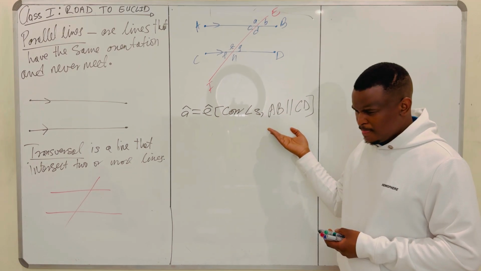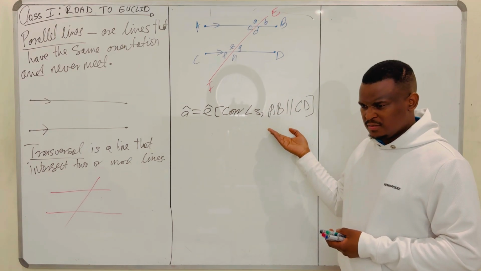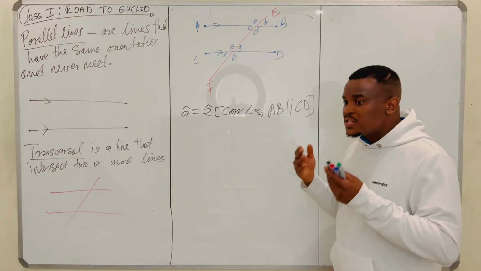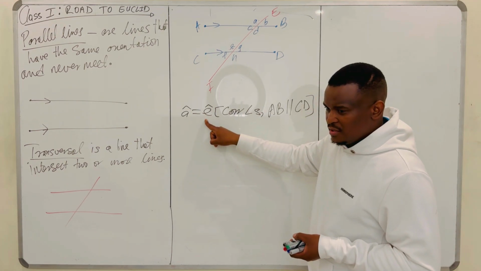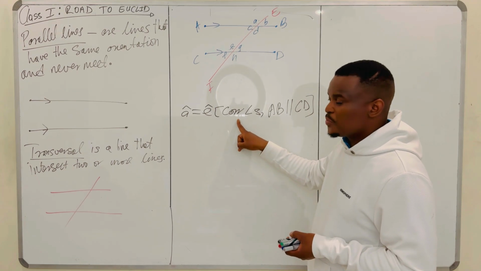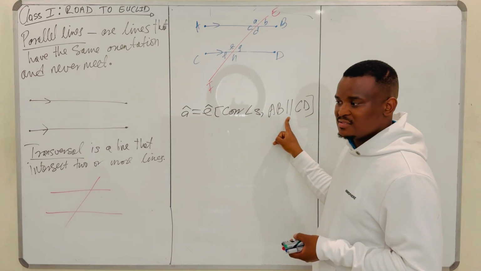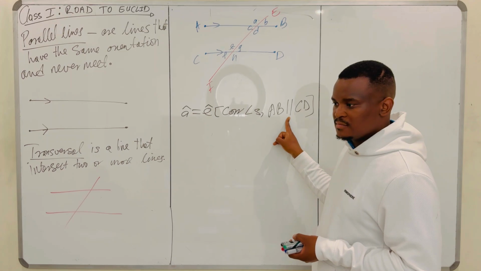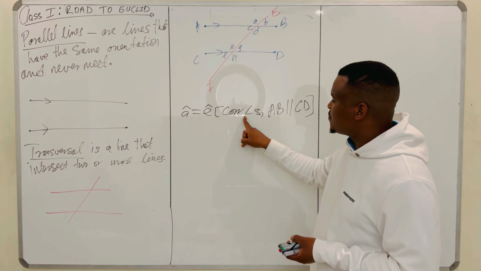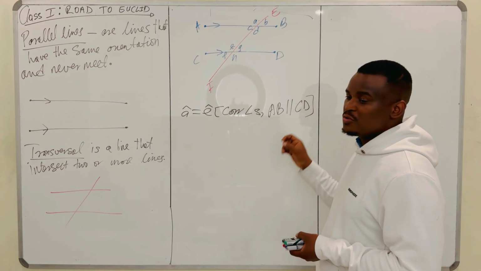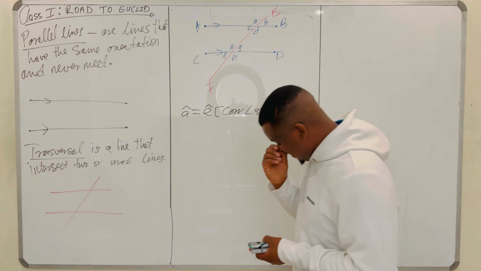Are you guys with me? Yes. Is it difficult? No. So you need to tell them that my angle A is equal to my angle E because they are corresponding angles on parallel lines. So I say angle A is equal to angle E, these are corresponding angles because your AB is parallel to CD.